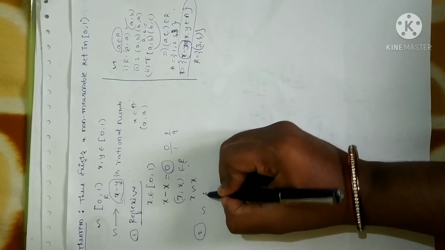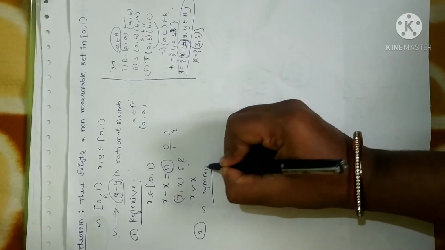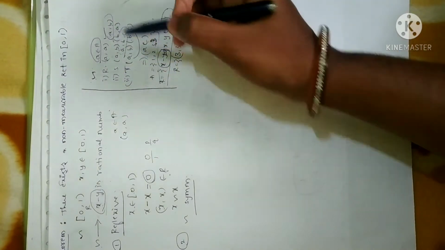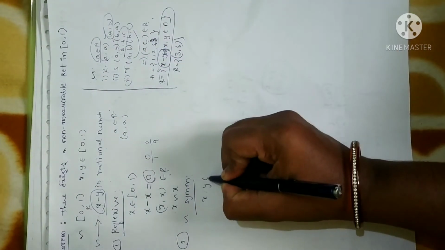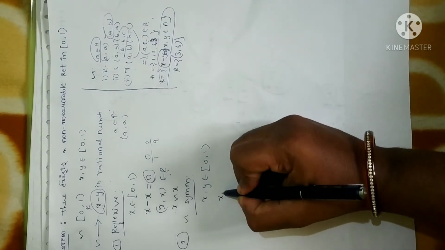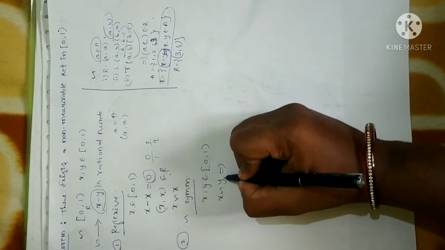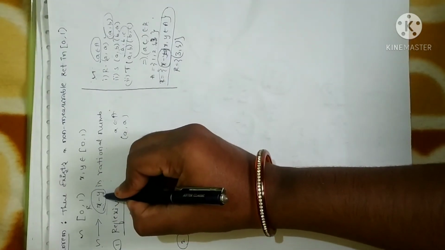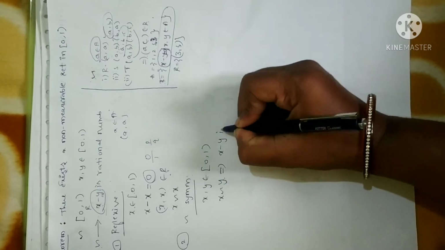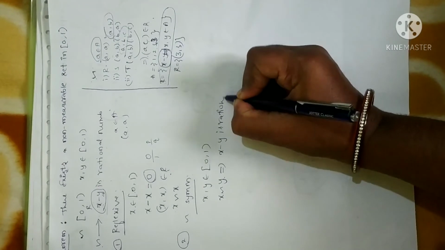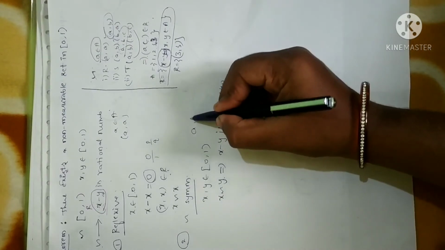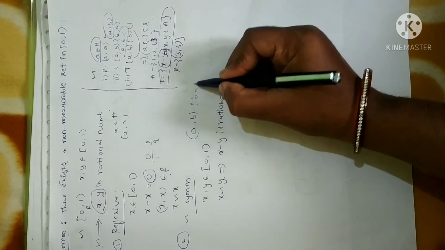Second, let me prove it is symmetric. To prove symmetric, as I already told you, I have to choose two elements. So let me take two elements x, y in the given interval. Suppose x is related to y. x is related to y only when this condition is satisfied, right? When x is related to y, I can write x minus y is a rational number. Fine. So I have to prove that y is also related to x. As per the definition of symmetric, if (a, b) is related, (b, a) should be related, right?